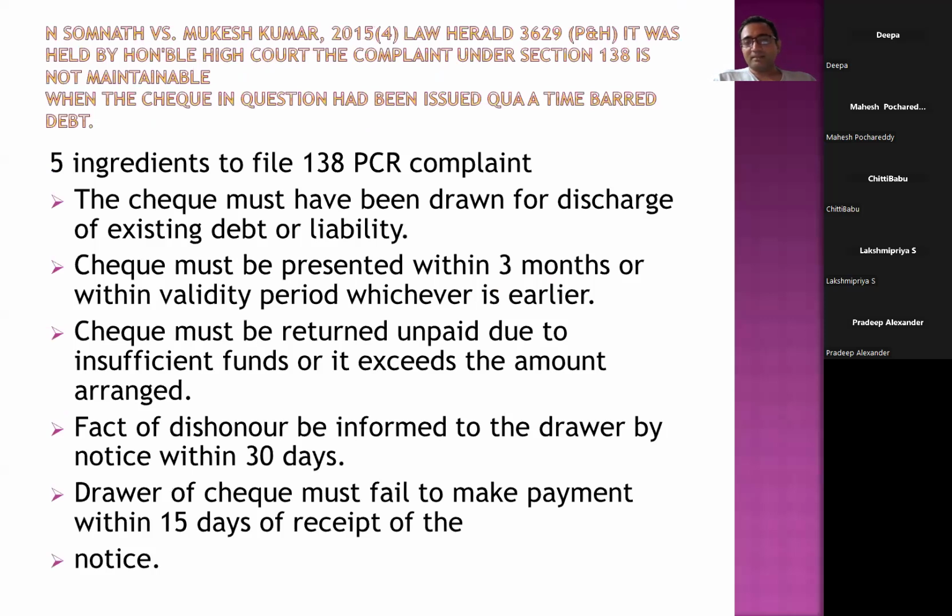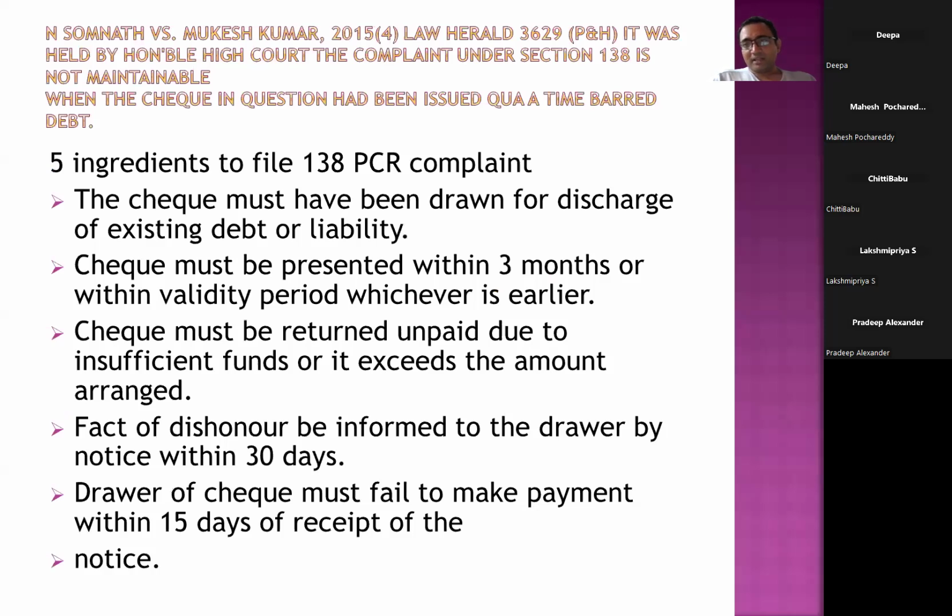So there are five ingredients to file a private complaint before a magistrate court. The first ingredient: the check must have been drawn for discharge of an existing debt or liability. So here we will not use the word loan. It can be called debt.